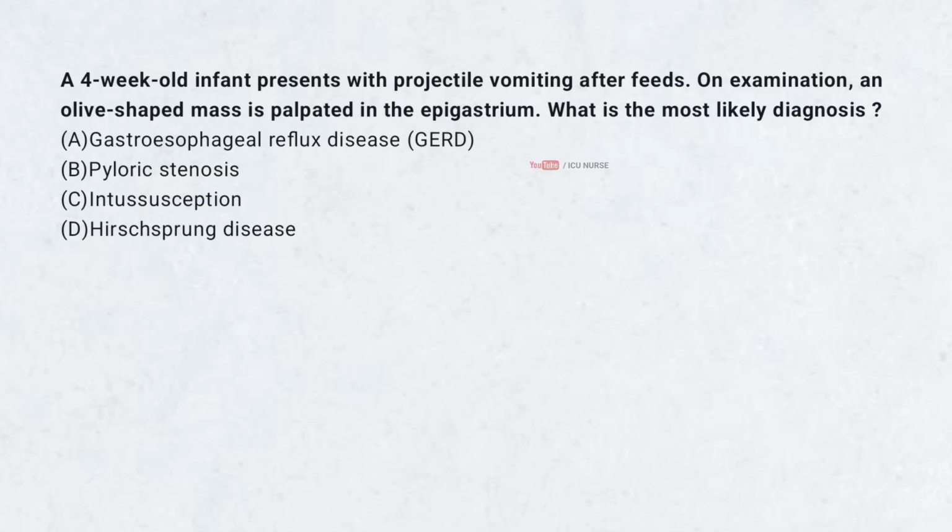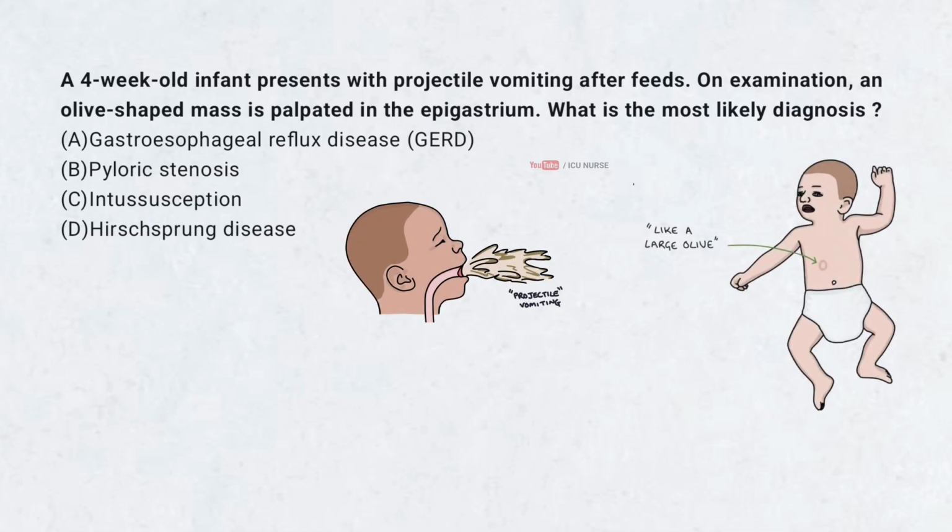A 4-week-old infant presents with projectile vomiting after feeds. On examination, an olive-shaped mass is palpated in the epigastrium. What is the most likely diagnosis?